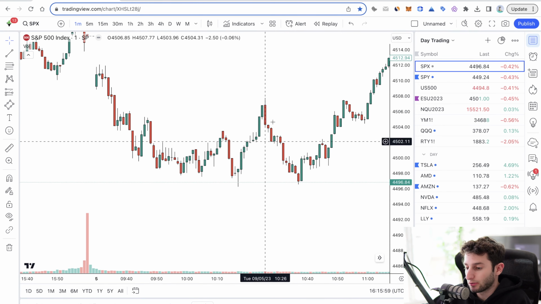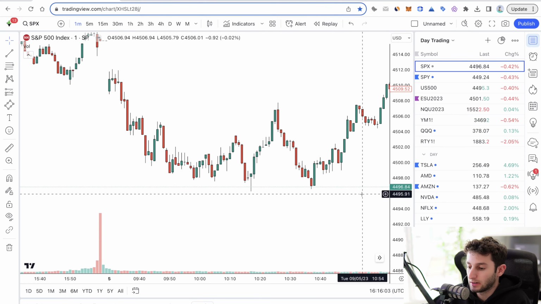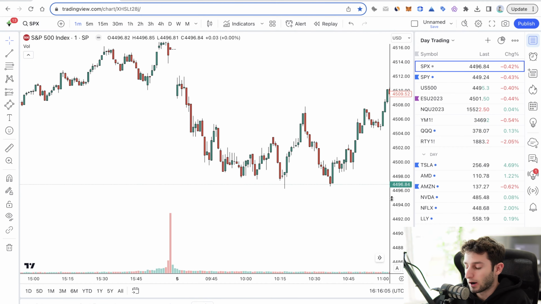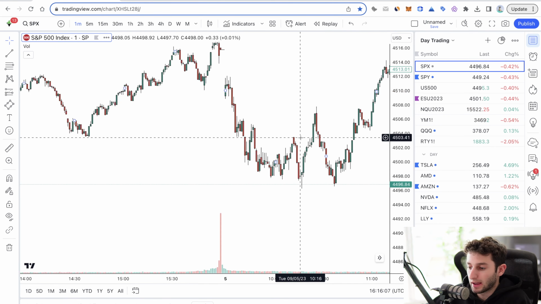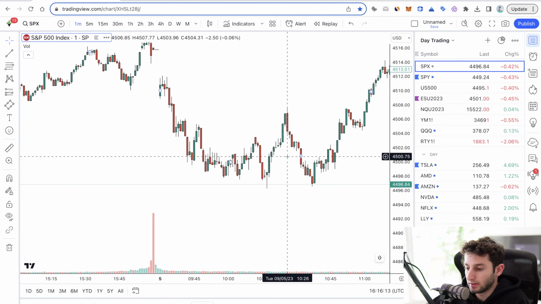When you see a strong move, and by strong, I mean a move that is fast, okay? Price action, it really comes down to speed. It's what a lot of people tend to forget. Speed of price is really what you want to look at. That really determines how strong price action is.